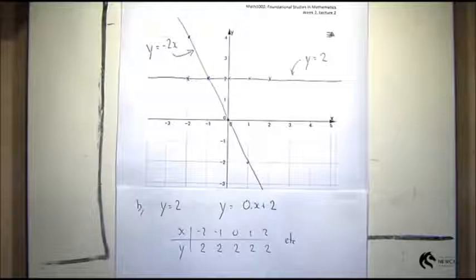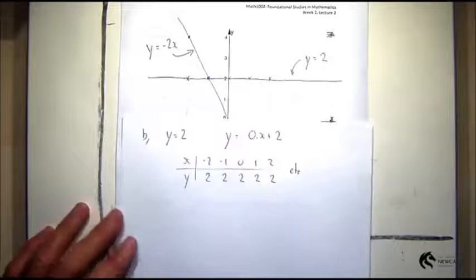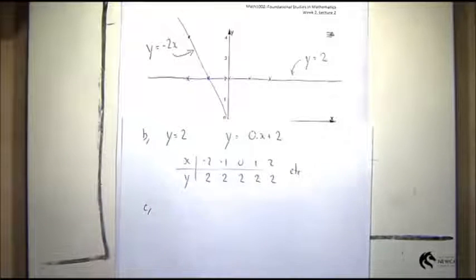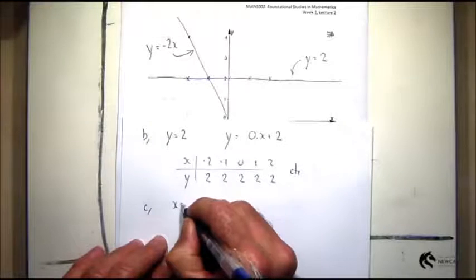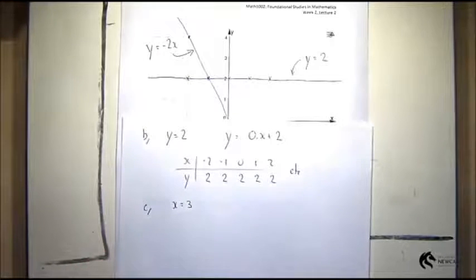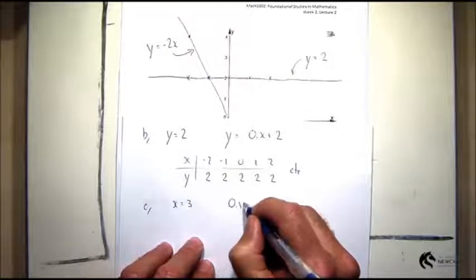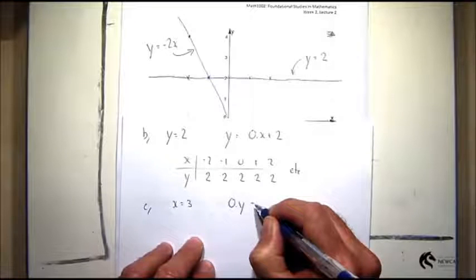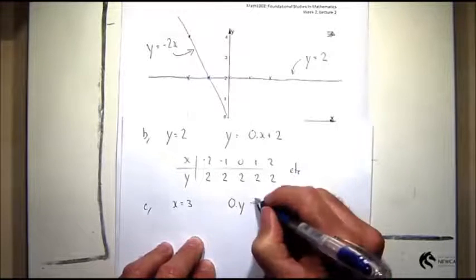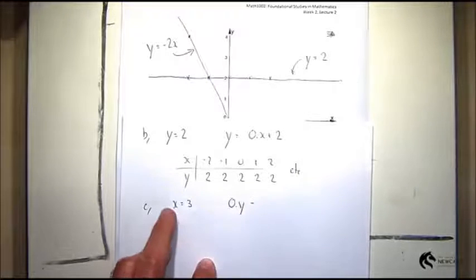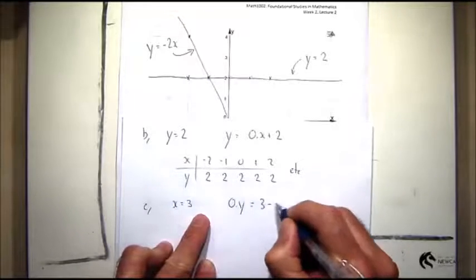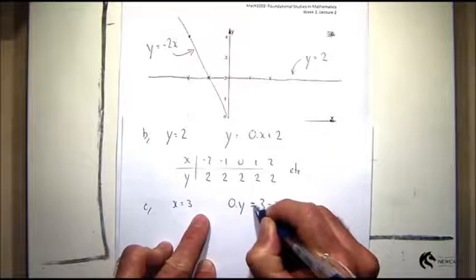Okay, have a look at the next one. The next one is, can't even see what the next one is down there. It's x is equal to 3. So again, I want to think of that as being an equation in two variables. So if I write it the same as the other ones, it would be 0 times y. What's the best way to write that? If I put that on that side, I might say that is equal to 3 minus x. Might be the best way to put that.